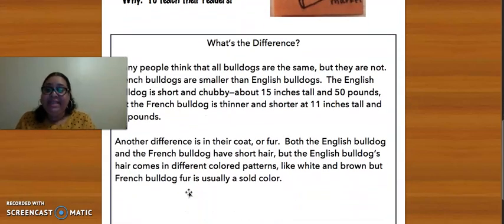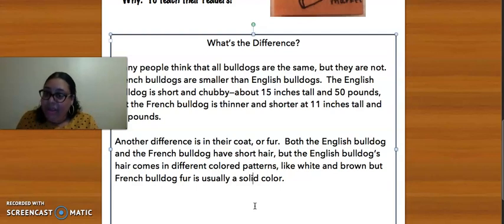Another difference is in their coat or fur. Both the English bulldog and the French bulldog have short hair, but the English bulldog's hair comes in different colored patterns, like white and brown. But French bulldog fur is usually a solid color. Ooh, I made a mistake here. Let me change that to solid.